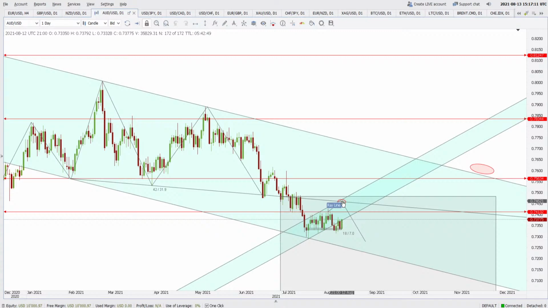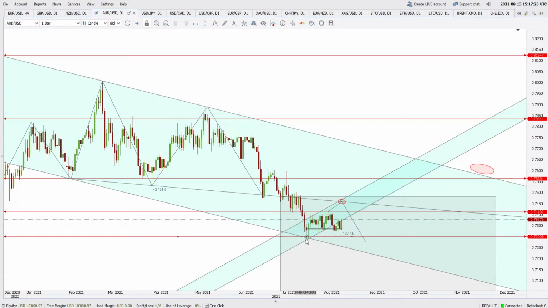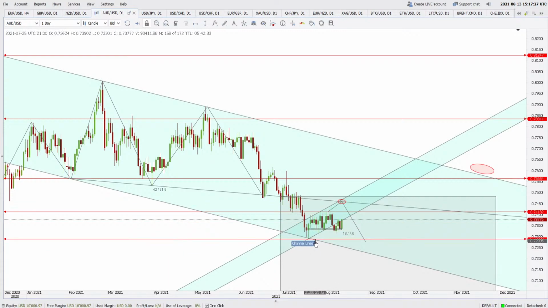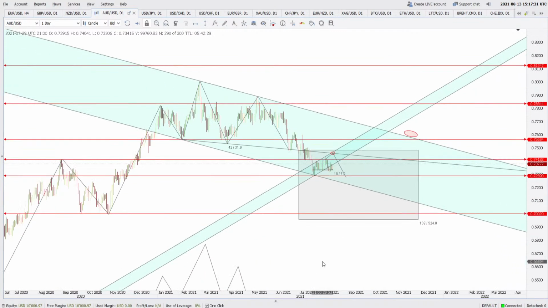Maybe when the buyers are tired, we'll be looking for a selling opportunity in this one around the 0.7455 region here. Okay, right now first resistance is the 0.7413 region, and the support will be around here this time, the 0.7289 level. All right.